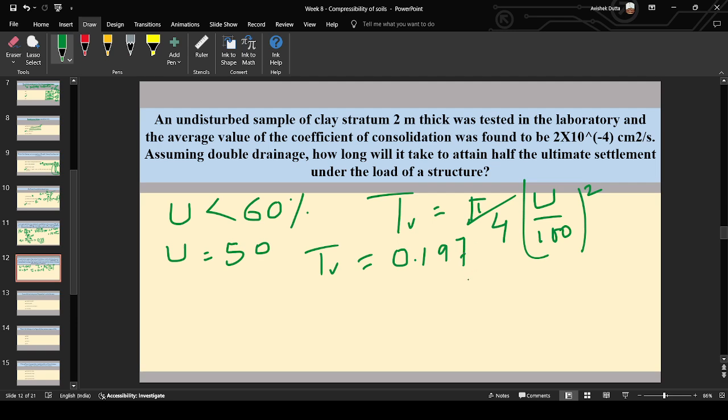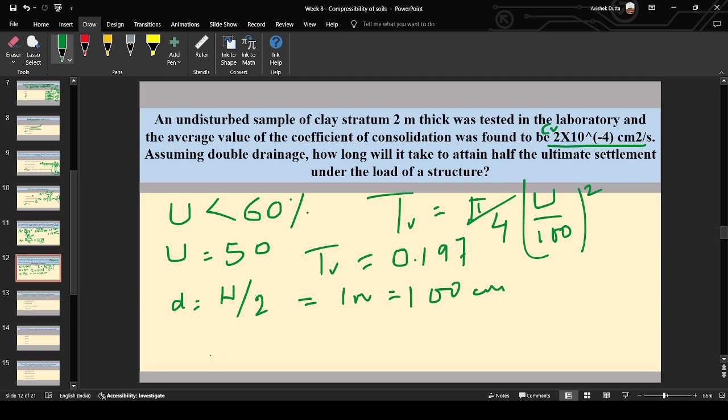Okay, 0.197. Now, how long will it take to attain half the settlement? For double drainage, D equals H by 2, that is equal to 1 meter, which is 100 centimeter. Why 100 centimeter? Because the value of CV is given in centimeter. This is the value of CV, the coefficient of consolidation.